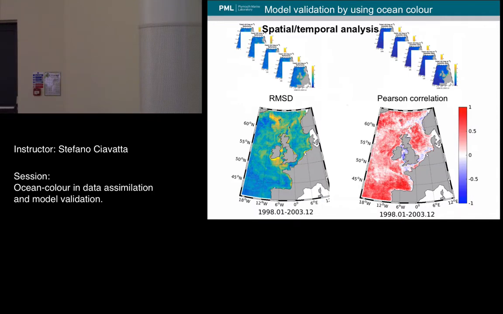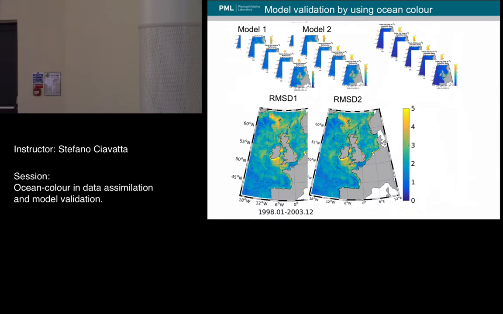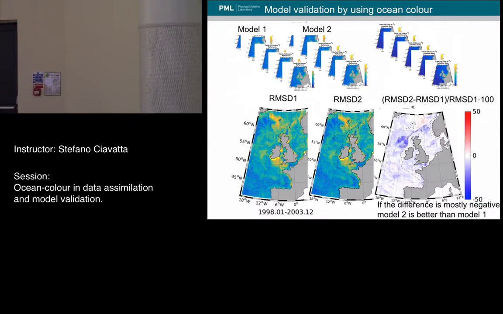We can use this kind of metrics also to compare the skill of different models. Here we have an example of two models compared to the same ocean color. The root mean square deviation maps are different for the two, they do not look alike, but if we compute the percentage difference between the root mean square deviation in these two cases, you can, for example, assess that model 2 is better than model 1 because the root mean square deviation is lower in most of the spatial domain. So this skill metric can also be used to evaluate and compare the performance of different models.